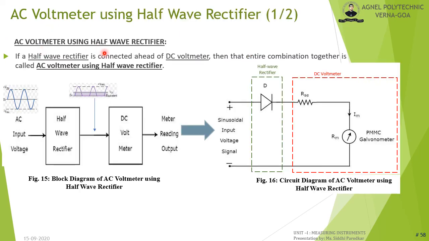AC voltmeter using half wave rectifier consists of a half wave rectifier followed by a DC voltmeter. Replace these blocks with the appropriate circuit diagram. That is, the half wave rectifier consists of a diode and the DC voltmeter is a series combination of a series resistor with a PMMC galvanometer. Together, this combination forms the AC voltmeter using half wave rectifier.